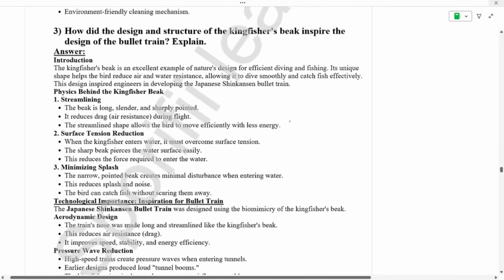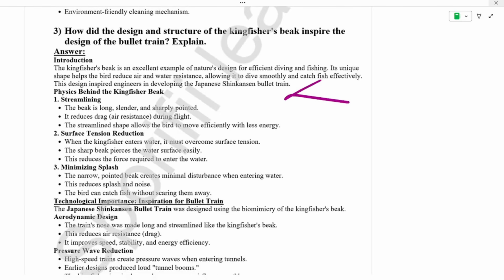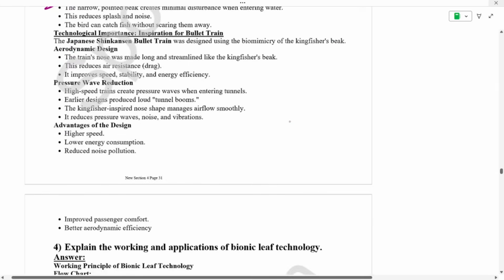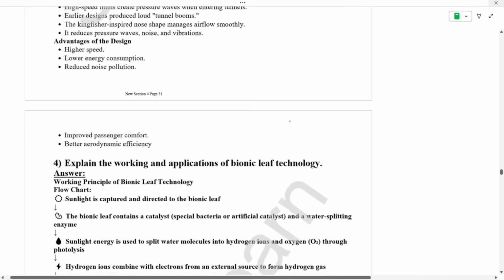Next is how the kingfisher's beak inspired the design of bullet trains. The kingfisher's beak is very sharp, right? So for streamlining, surface tension reduction and minimizing splash, they use this, and you can see the technological importance and all: higher speed, low energy consumption, less noise and all.